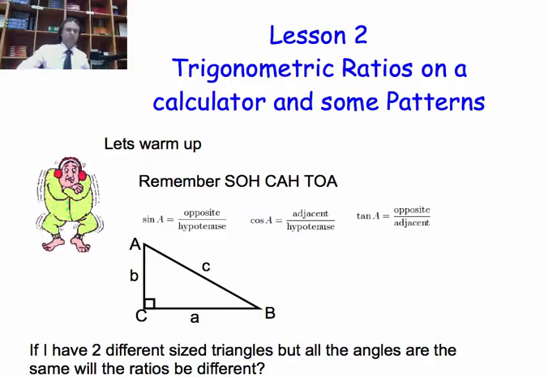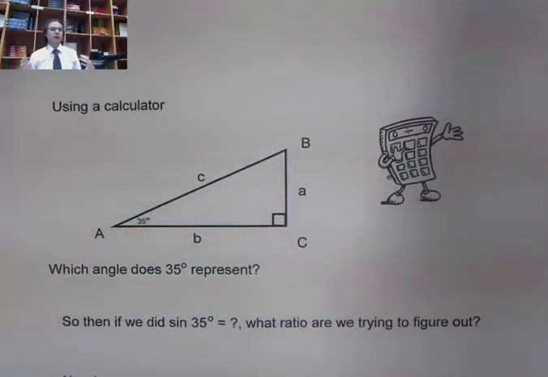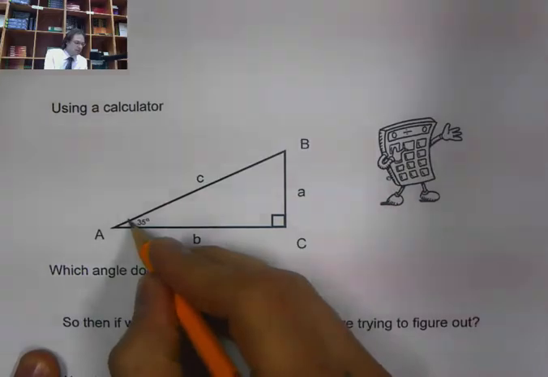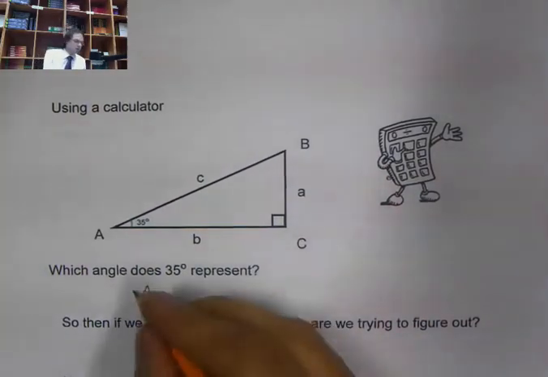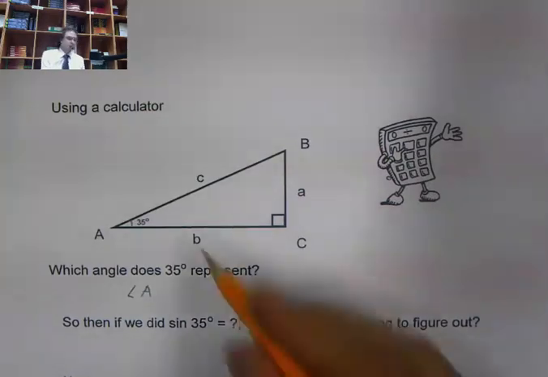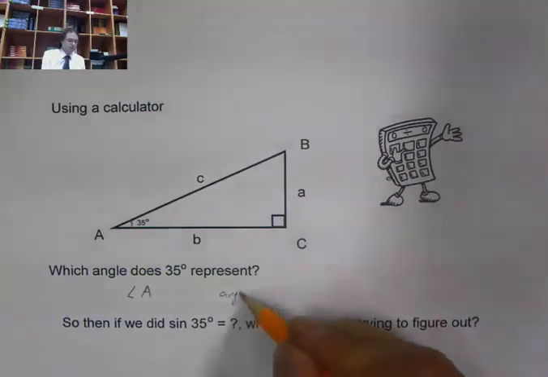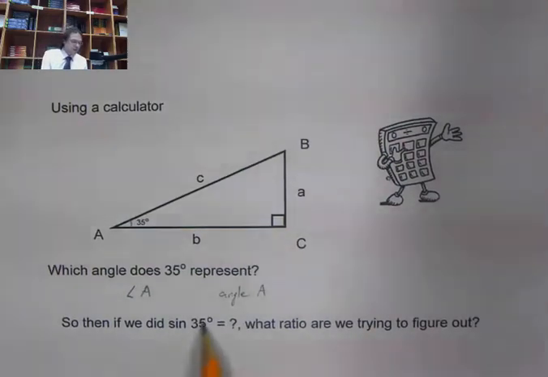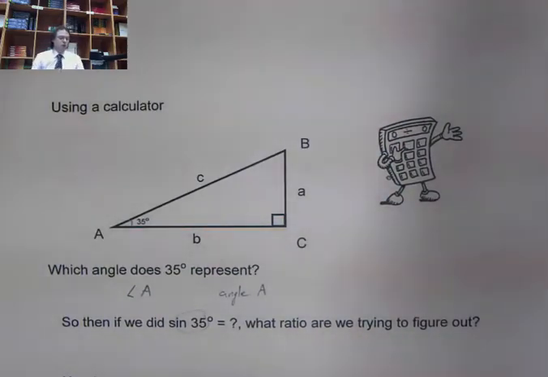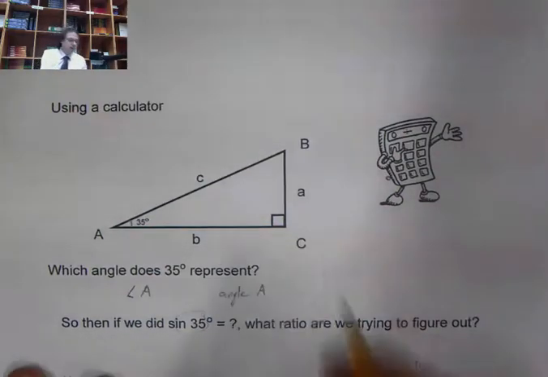Okay? Now, we're going to learn how to use a calculator here. So which angle does 35 represent? Well, in this one here, it represents this angle right here, which is angle A. So then, if we did sine 35, what ratio are we trying to figure out?